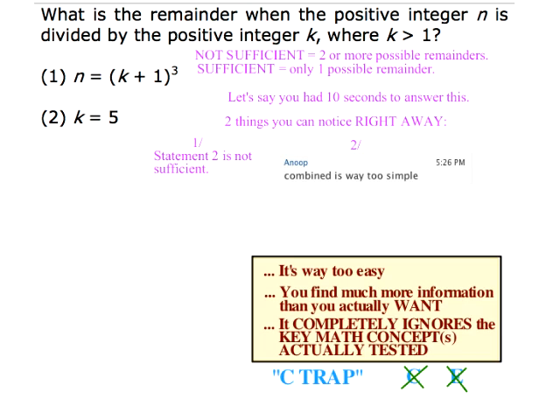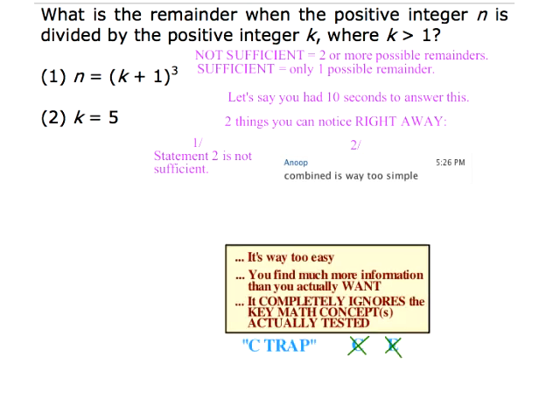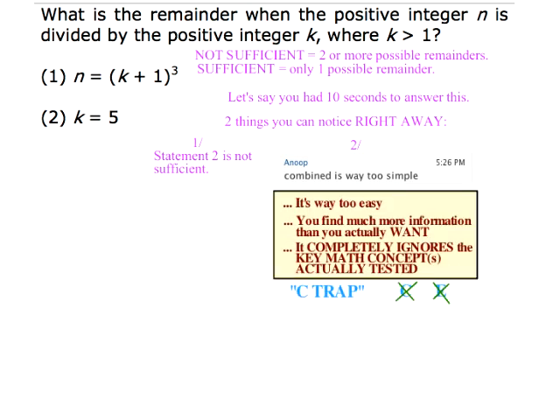So if the combined solution is way too easy and gives you too much information and completely ignores the concept. I mean, all three of these are true, right? It's way too easy. I mean, you have K and then you can plug K in and find N. It's not how it's going to work. It gives you too much information. I mean, we don't want the specific values of K and N. We just want the remainder.